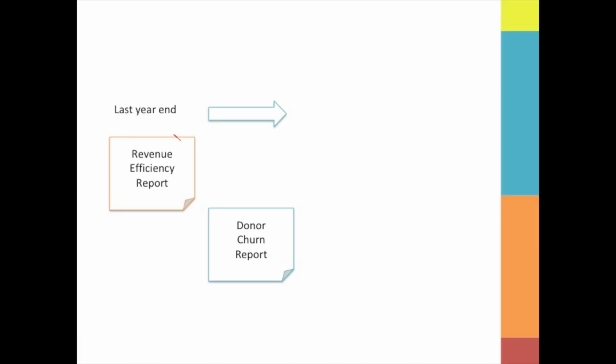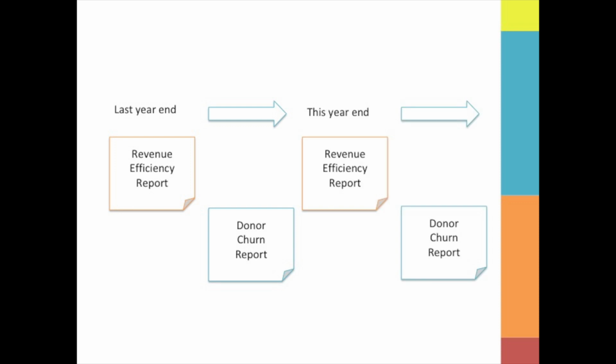The Revenue Efficiency Report shows year-end results. The Donor Churn Report shows changes over the year. You repeat them every year because they reveal the impact of your marketing activities. They are similar to a balance sheet and cash flow statement.